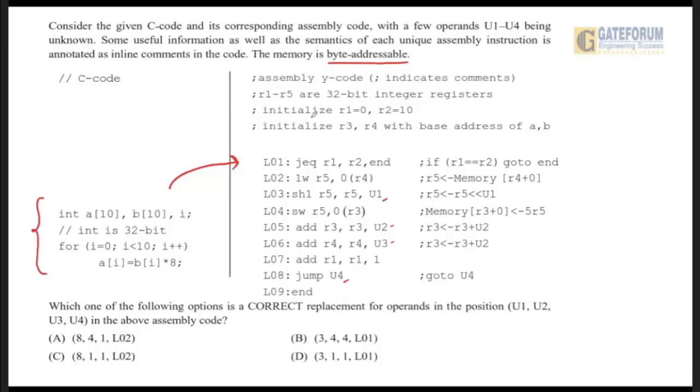It says R1 to R5 are 32-bit integer registers. It is initializing R1 equal to 0. It is taking R1 as a register, initializing its value to 0, and R2 is 10.